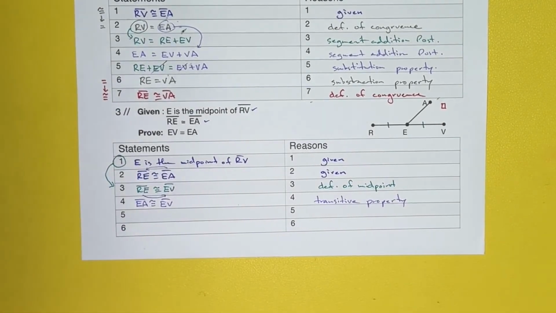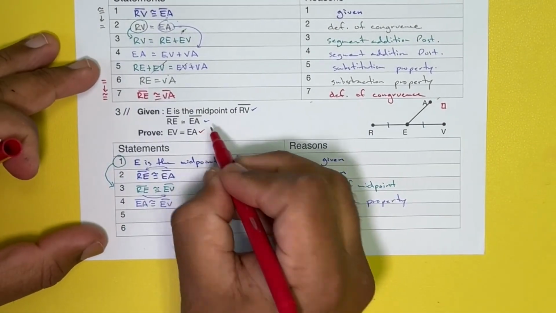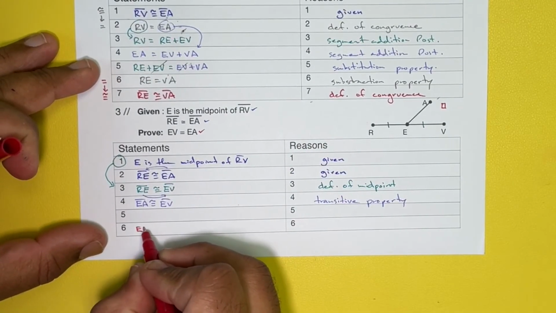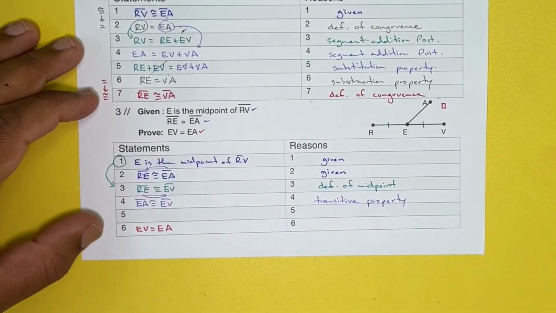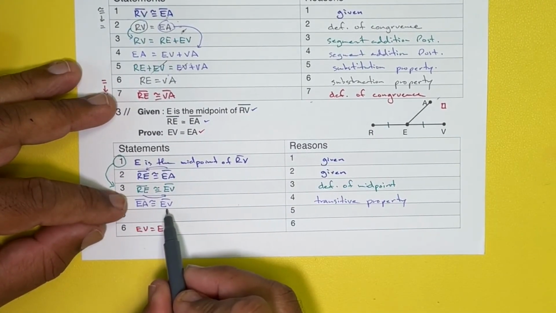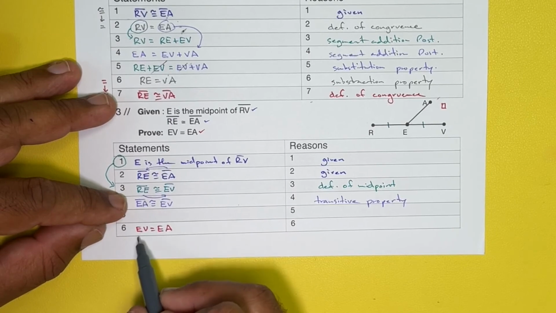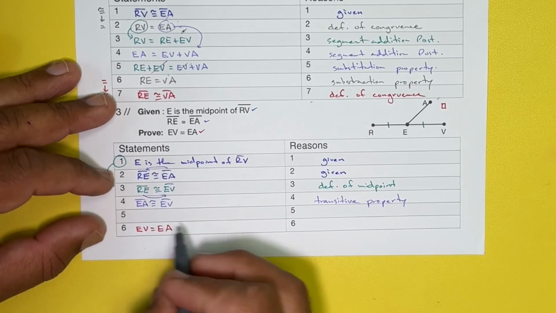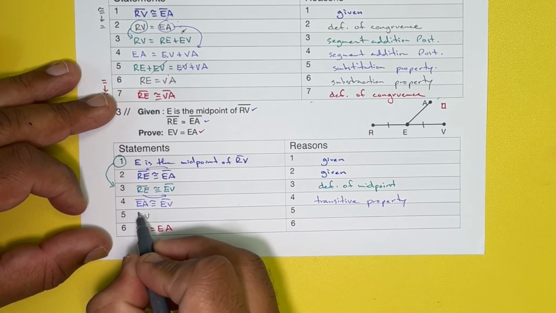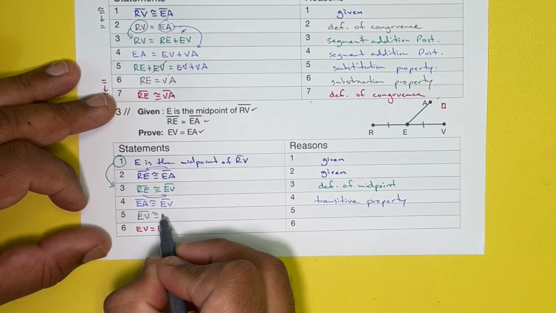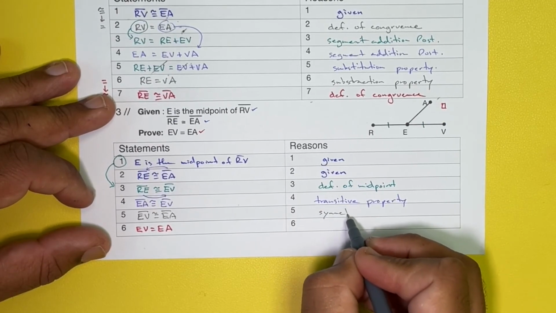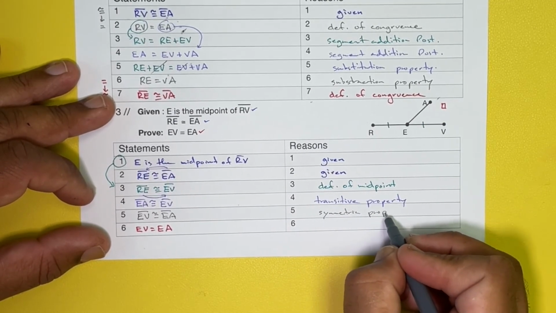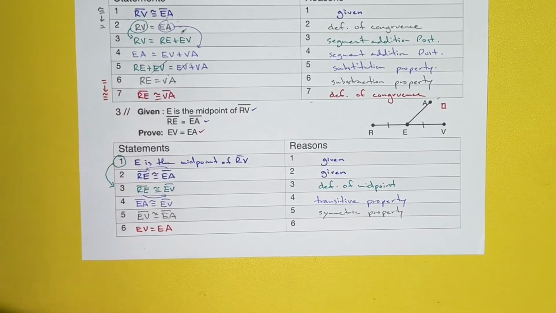I didn't write down where I'm headed, so let me do that real quick. Prove EV equals EA. And now that I write that, I recognize that this looks similar, but it's backwards. I've got EA, EV, EV, EA, so I need to flip those around. So if I flip those around, I have a property that allows me to do that. That's the symmetric property. So if I flip two around, that's the symmetric property every single time.